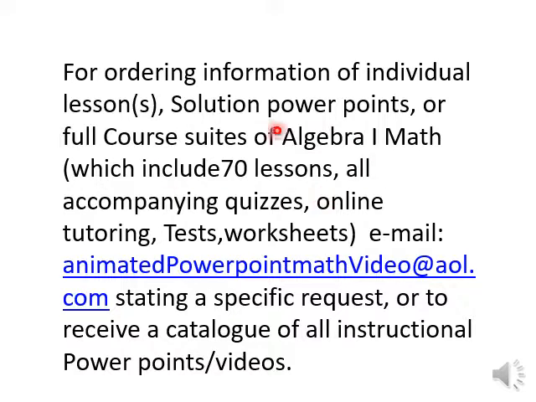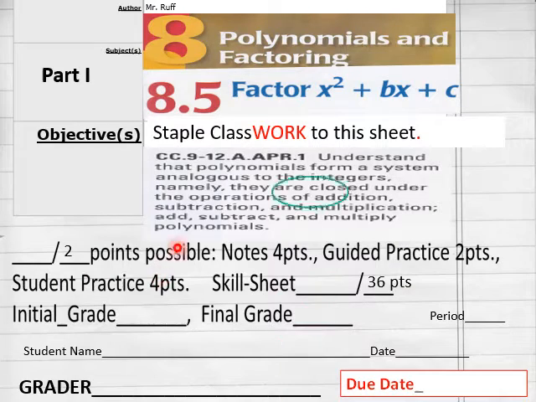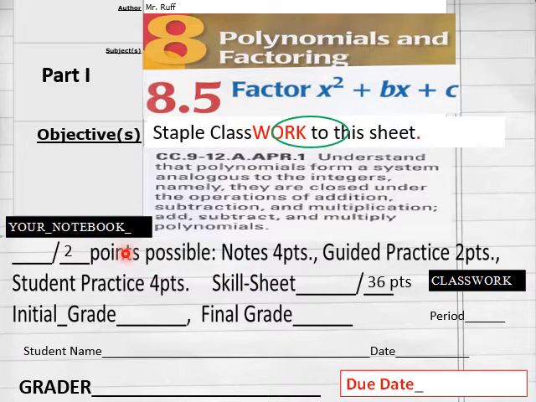Hello everybody, getting ready to do lesson 8.5 of Algebra 1 Math, Part 1, factoring x squared plus bx plus c. And we have a worksheet here, a skill sheet of 36 points, and then we have a note-taking guide of 2 points.